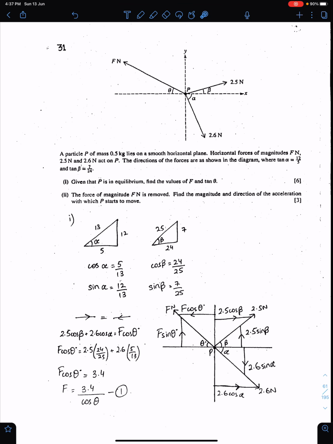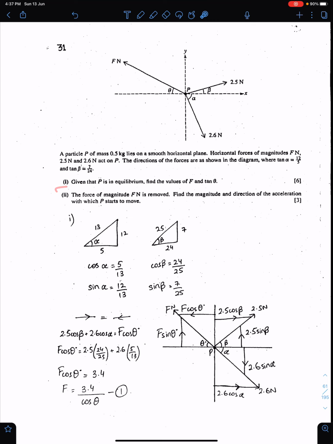Next example. A particle P of mass 0.5 kg lies on a smooth horizontal plane. Horizontal forces of magnitudes F newtons, 2.5 newtons and 2.6 newtons act on P. The directions of the forces are shown in the diagram. Alpha, beta, theta. Where tan alpha is this and tan beta is this. You need to utilize tan alpha and tan beta properly to get the values of cos alpha, sin alpha, cos beta and sin beta. You need to draw triangles with the help of these values of tan alpha and tan beta.